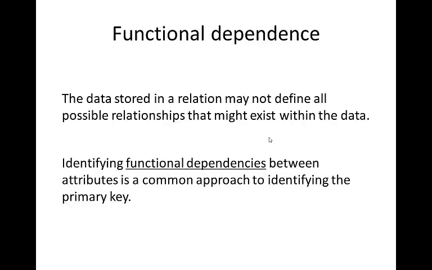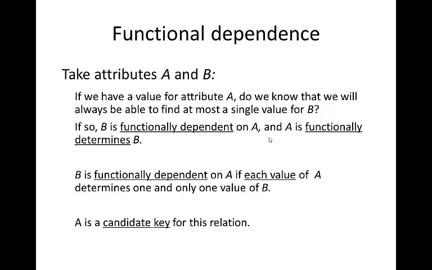What is generally done is identifying what's called functional dependence. So why do we deal with functional dependence? Because not all possible relationships might exist within the data, and this is the common approach. So how does this work?